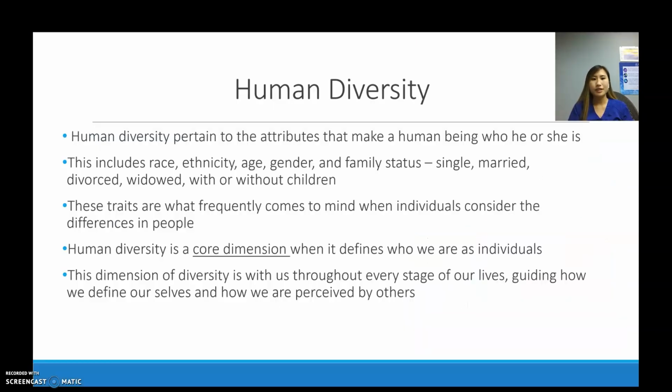Human diversity pertains to the attributes that make a human being who he or she is. This includes race, ethnicity, age, gender, and family status. These traits are what frequently come to mind when individuals consider the differences in people. Human diversity is a core dimension as it defines who we are as individuals. This dimension of diversity is with us throughout every stage of our lives, guiding how we define ourselves and how we are perceived by others.